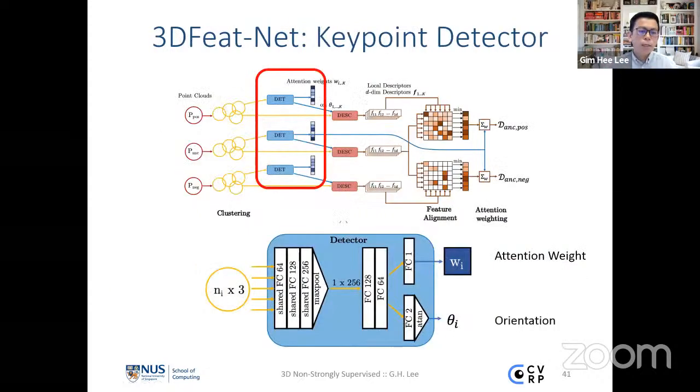And then the next thing that we do would be to pass these clusters that we sampled from iterative furthest point into the detector network. Here, the detector network would output two things. The first is attention weight, and the second is orientation. This orientation is important because the point clouds might be coming in a form of different orientations. The orientation is used to undo this and change all the point clouds into a canonical rotation, such that we can extract a descriptor which we can compare directly.